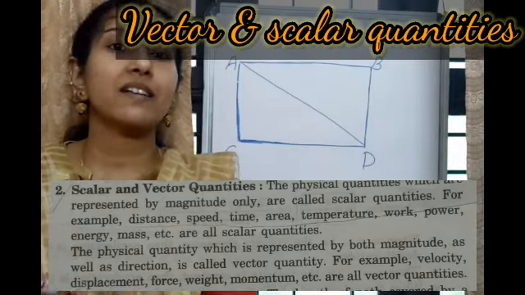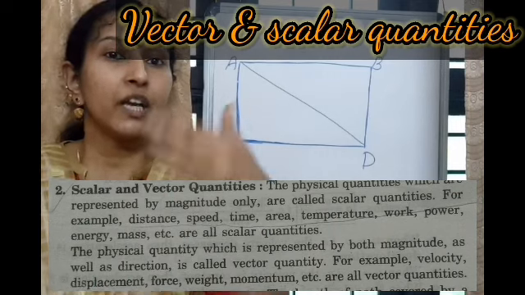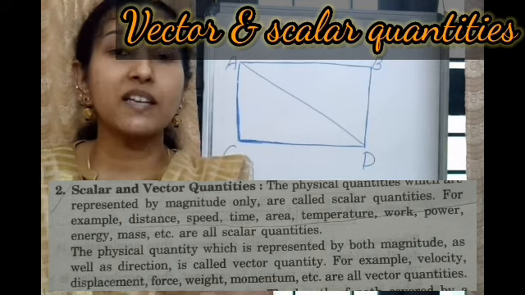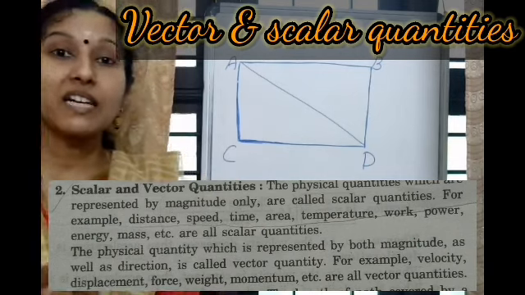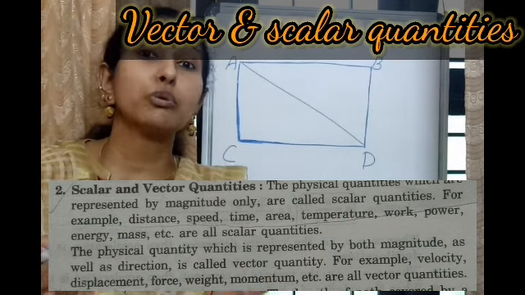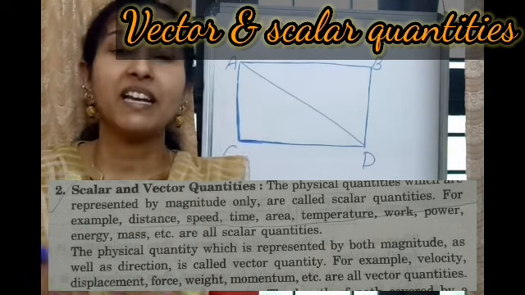Vector quantities and scalar quantities. These two quantities you will see in coming sections repeatedly. This is a very important point. Vector quantities are the quantities which have both magnitude and direction.